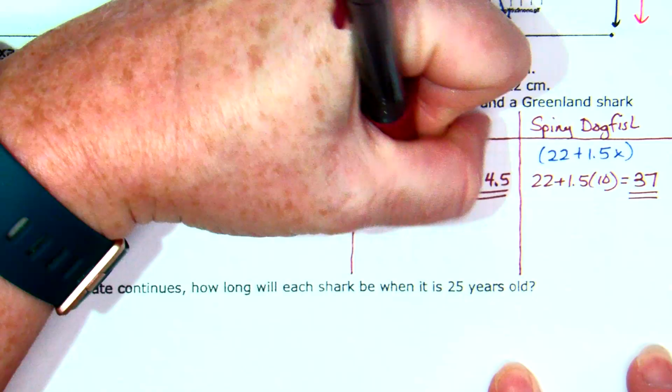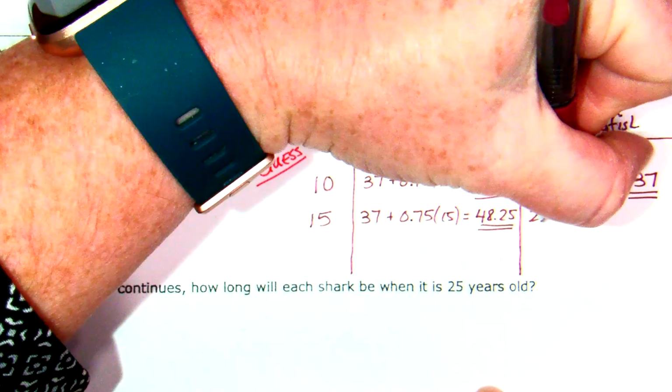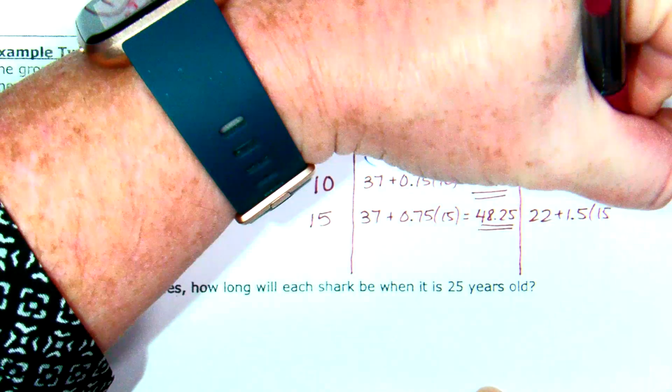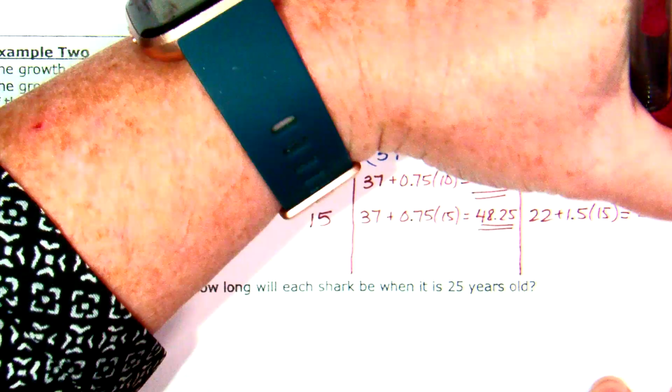So if we try 15, it's 37 plus 0.75 times 15. 0.75 times 15 and then add 37. 48.25? I'm going with what Ethan says there. That better be right. Okay. What about the other one? 22 plus 1.5 times 15. 22.5 plus the 22 makes 44.5. Are we there yet?